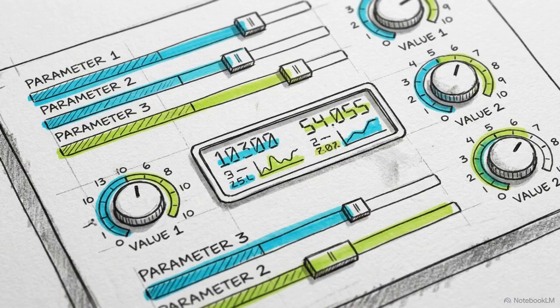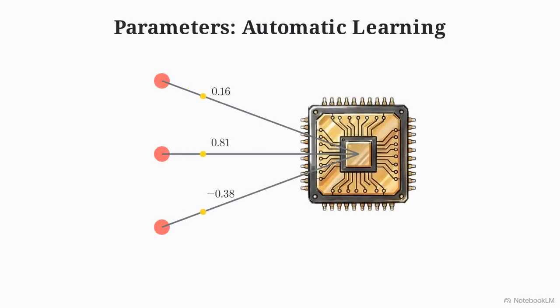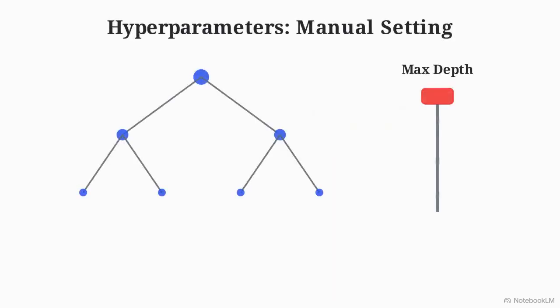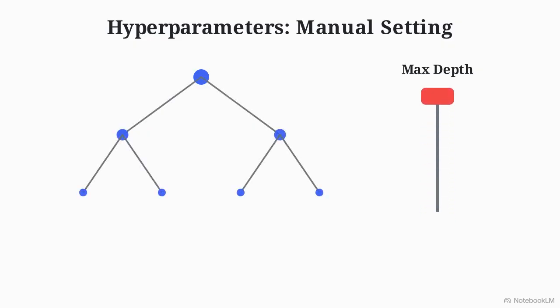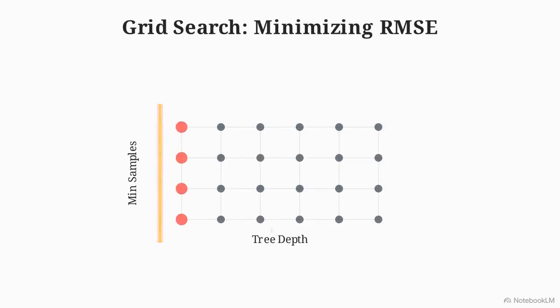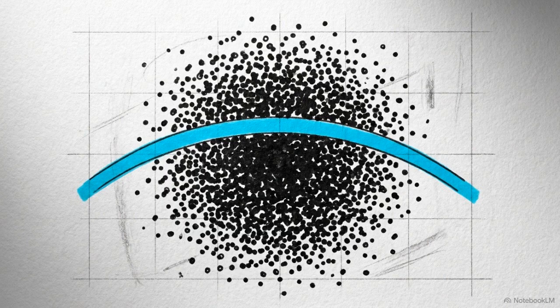To improve that metric, we adjust the model's architecture. We differentiate between parameters, which the model learns automatically from the data, and hyperparameters, which the engineer sets manually, like the maximum depth of a decision tree. We optimize these settings using a grid search. This algorithm systematically tests thousands of different hyperparameter combinations, seeking the exact configuration that yields the lowest RMSE. Rigorous hyperparameter tuning mathematically guarantees that the model extracts the maximum possible signal from our data without tipping over into memorizing the noise.